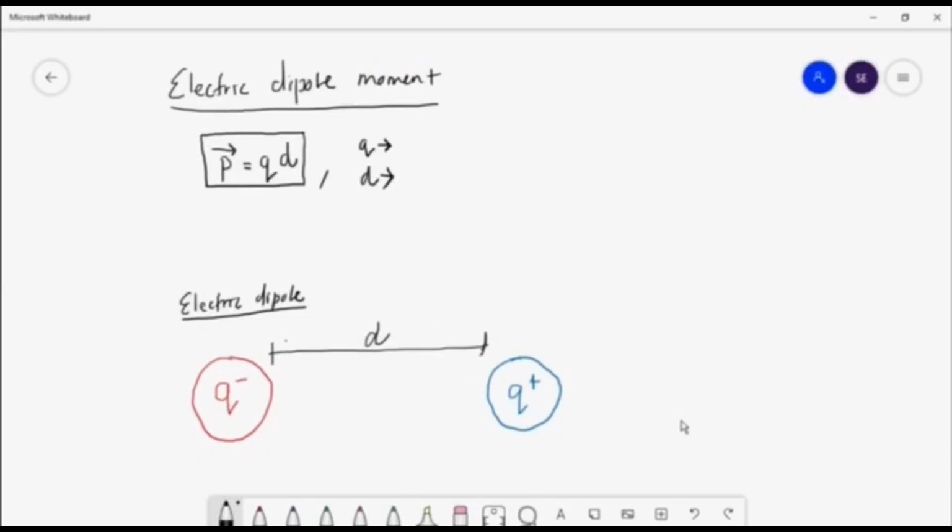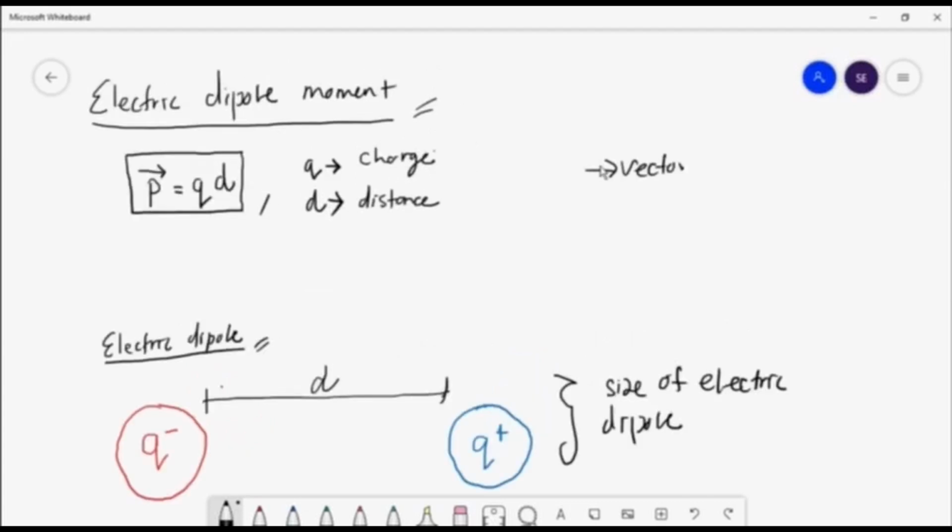Now, what is electric dipole moment? Electric dipole moment is denoted by p equals qd, whereby q is the charge and d is the distance between the charges. To make it simple, you can imagine electric dipole moment as the size of the electric dipole. Electric dipole moment is a vector quantity and it is measured in coulomb-meters.